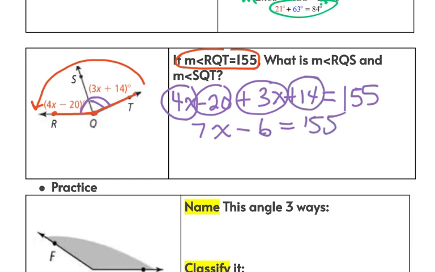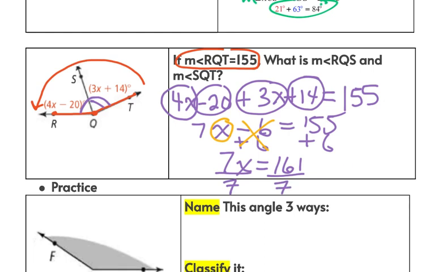We're going to add that 6 to both sides because we are on the x attack. So we want to get rid of that subtract 6. This makes 0, right? So now I have 7x equals 161. And this is 7 times x. So I divide both sides by 7, and I'll get 23.